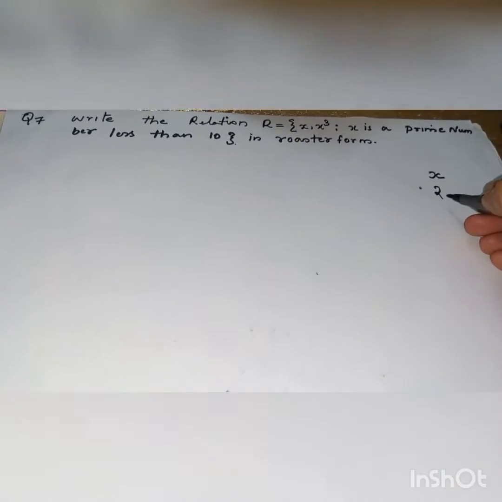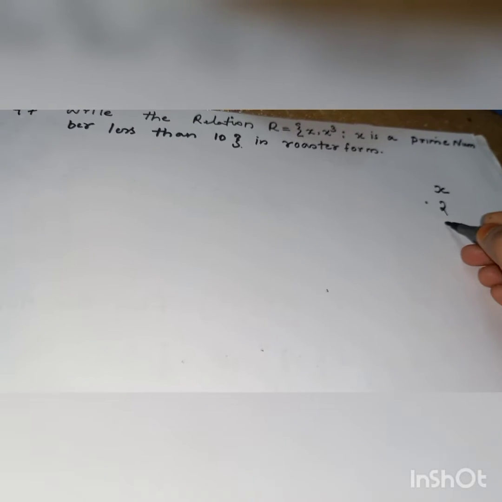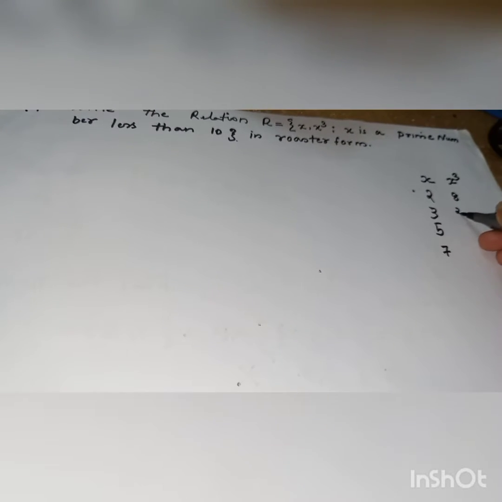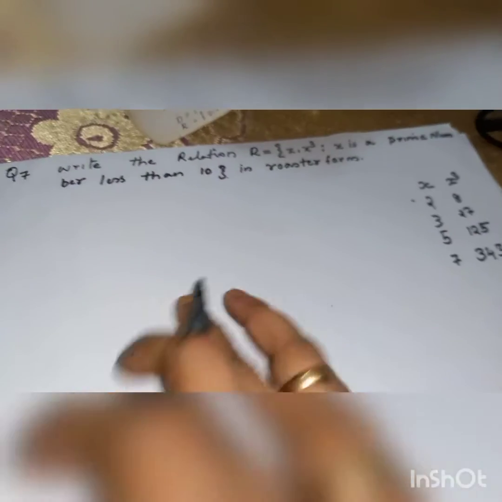2, 3, 5, 7. Then what is x cube here? x cube is equal to 2 cube. 2 cube is equal to 8. Then 3 cube. 3 cube is equal to 27. Then 5 cube. 5 cube is equal to 125. Then 7 cube is equal to how much? 343. So these can be written in roster form.